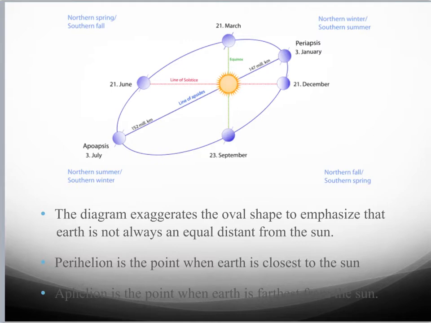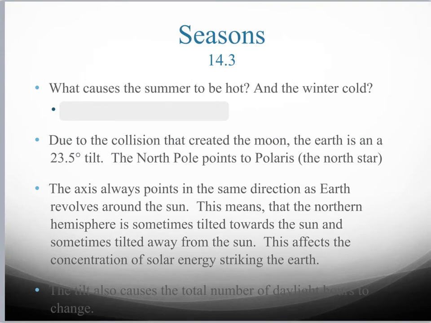Also take note that our axis is tilted at a 23.5 degree angle. Let me ask you this. What causes our summers to be hot and our winters to be cold? The correct answer is the axial tilt, not the distance. So we are actually closer to the Sun during our wintertime, and we're farther away from the Sun during our summertime.